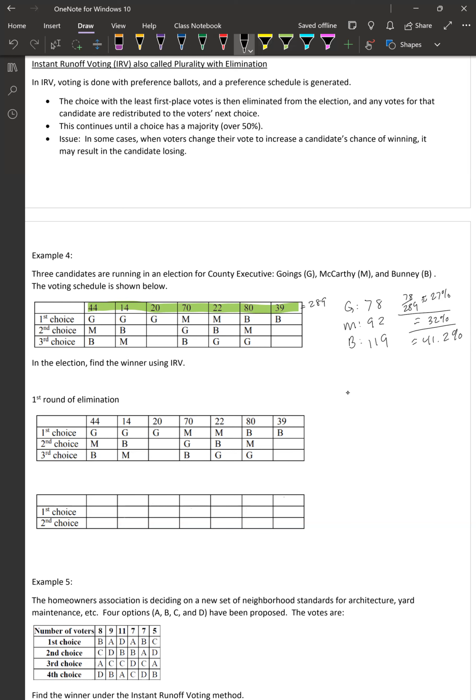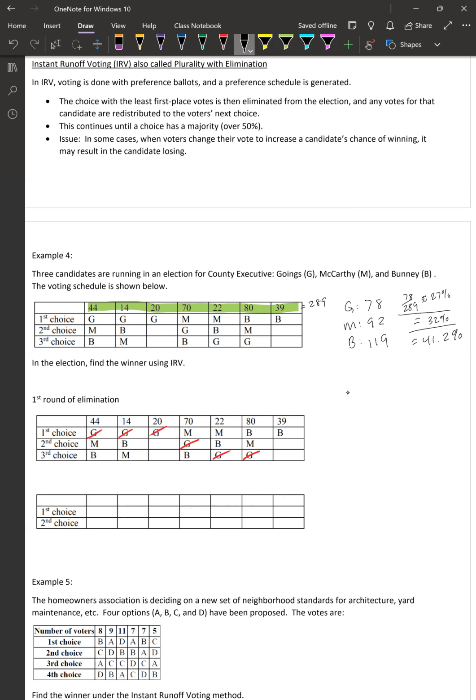Okay, so we want to find the winner using instant runoff voting, not just plurality. When you do that, you take the preference schedule you were given, and you take the person with the least first place votes and you eliminate them. We already know that Goings was the person with the least number of first place votes. So we're going to take our preference schedule and cross off wherever Goings is there. And then if anybody is below him, we're going to move them up. So that's what we're going to do here with our blank preference schedule. We're going to write a new one.